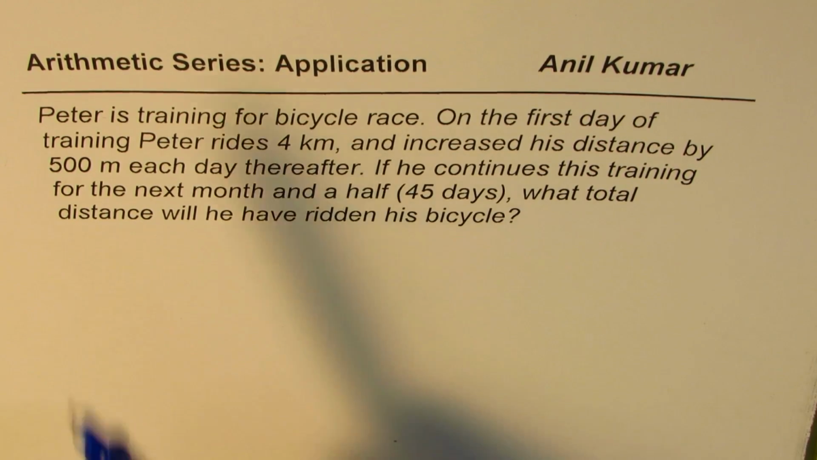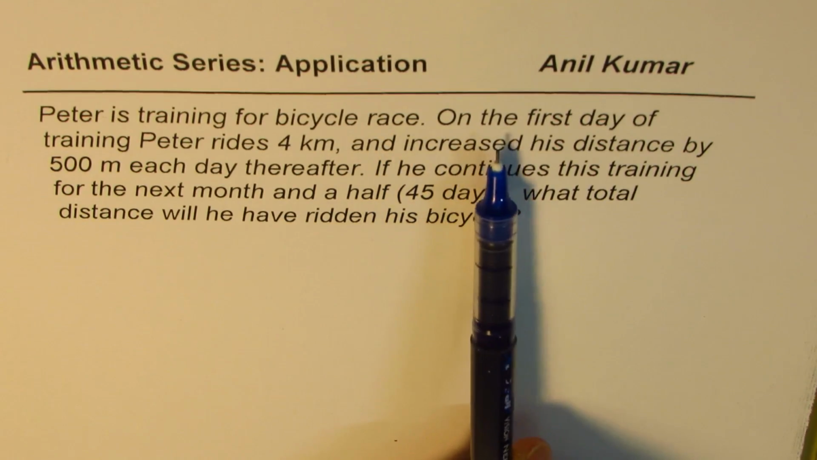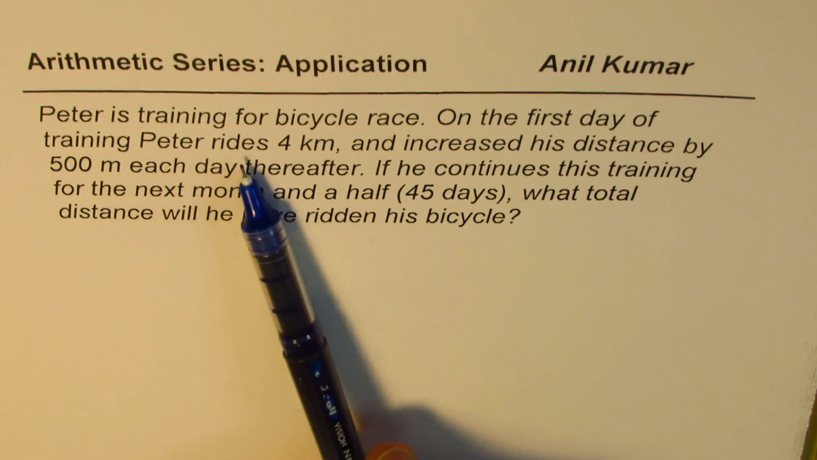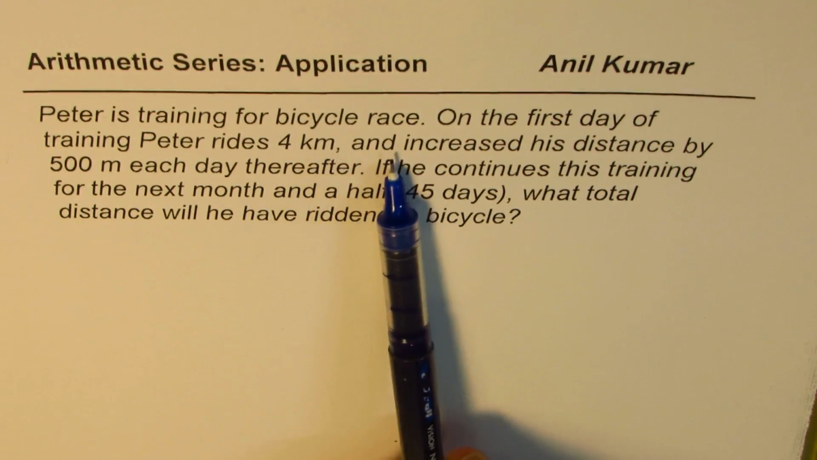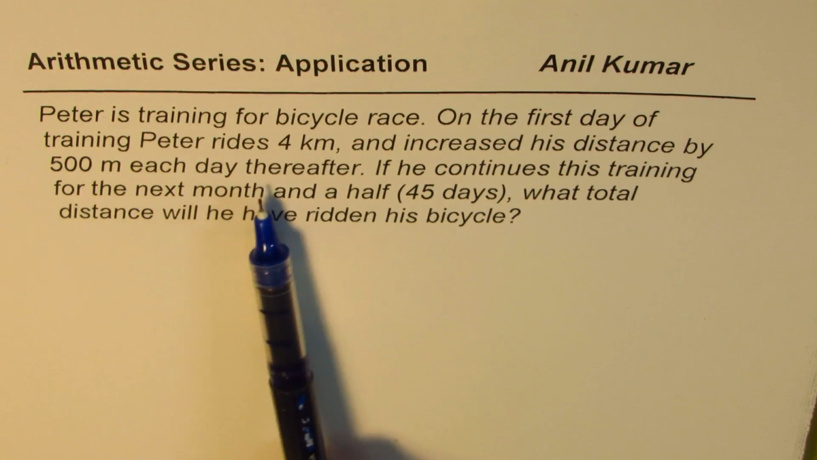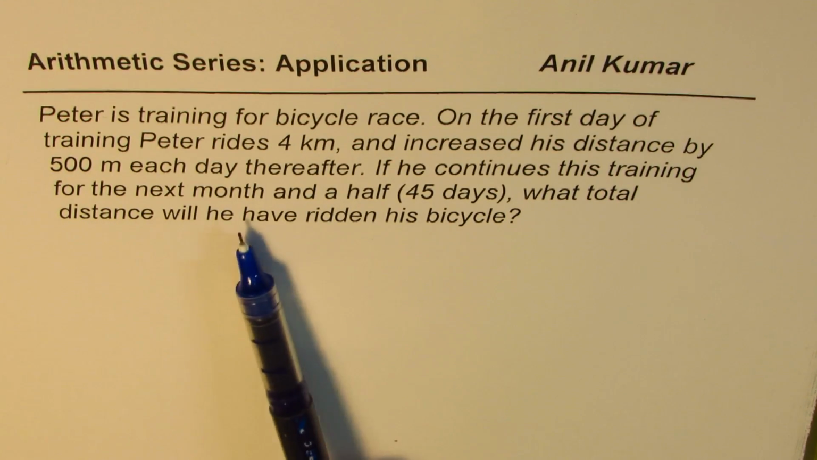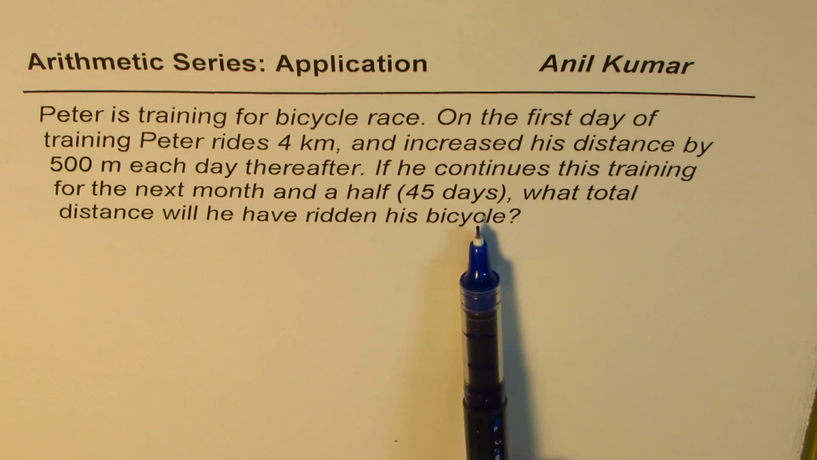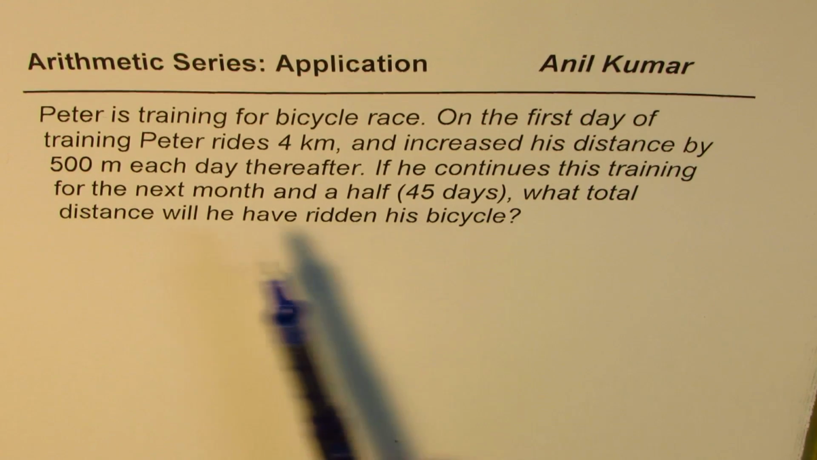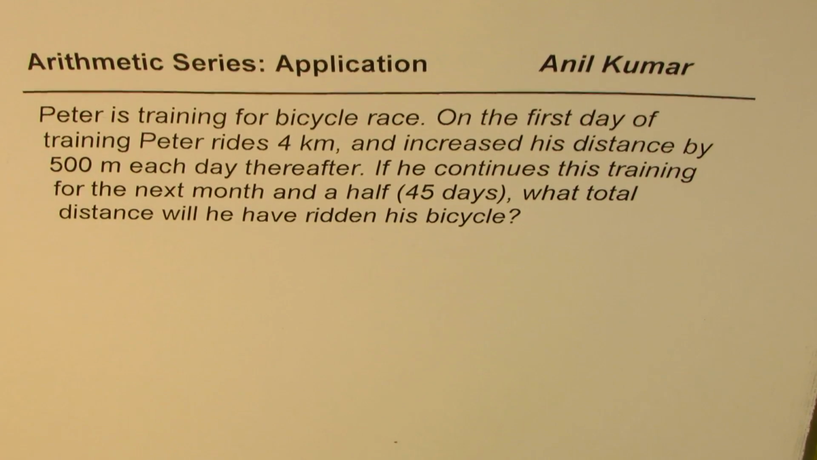The question here is, Peter is training for a bicycle race. On the first day of the training, Peter rides 4 kilometers and increases his distance by 500 meters each day thereafter. If he continues this training for the next month and a half, that is 45 days, what total distance will he have ridden his bicycle? You can pause the video, answer the question, and then look into my suggestions.